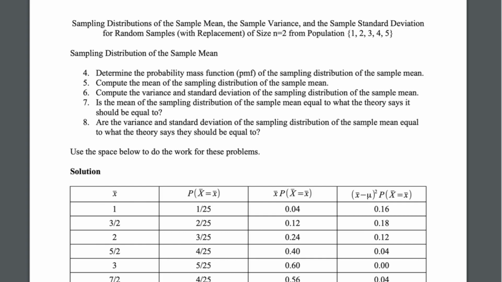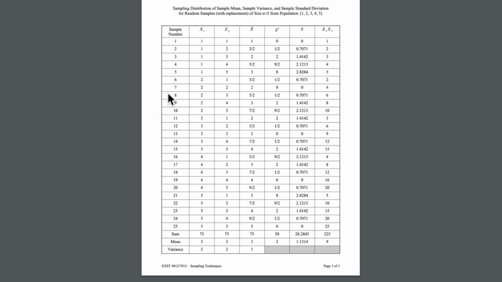Let's take a look at the possible values for the sample mean. By the way, notice I've got some summary rows down here. Let's ignore those right now. We'll come back to them in just a little bit. If we look at the column for the sample mean values, we see that there are several values that x bar, the sample mean, can take on.